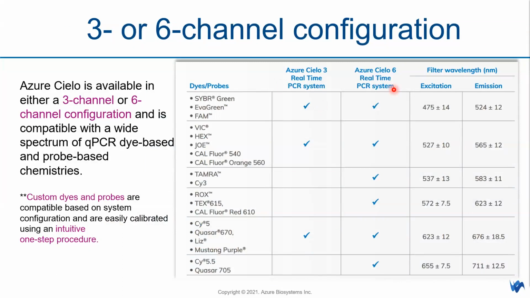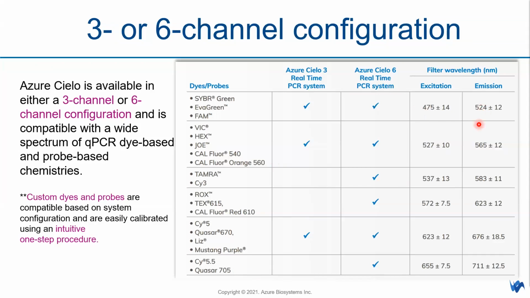And these are the list of the dyes or probes that are already calibrated in the machine. So you do not need additional calibration using the machine itself. But if you have certain custom dyes that fit into the excitation and emission wavelengths over here, you can always calibrate the custom dye into the system by using just one step: prepare the plate and insert it. That's it. It's very simple.